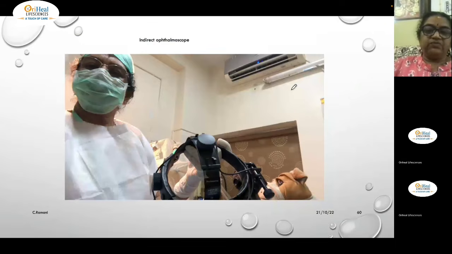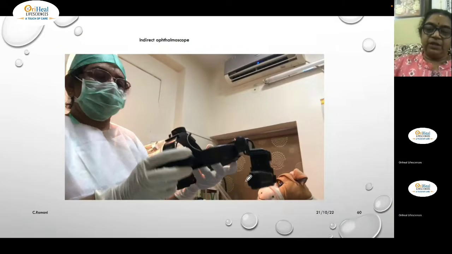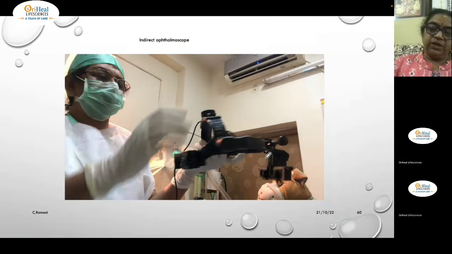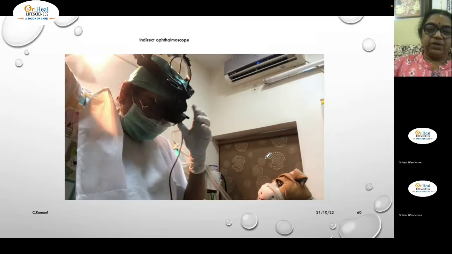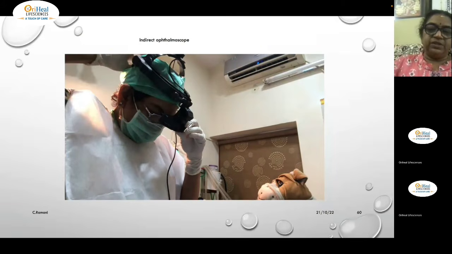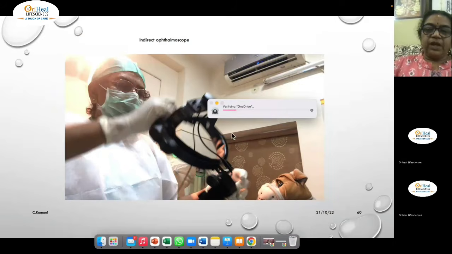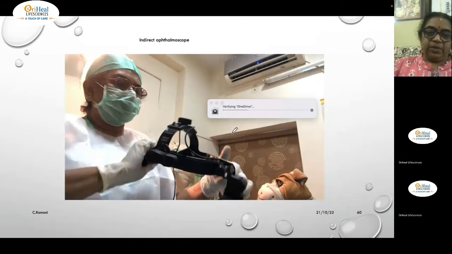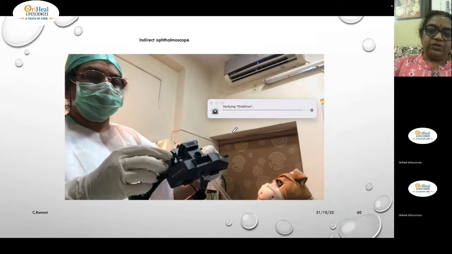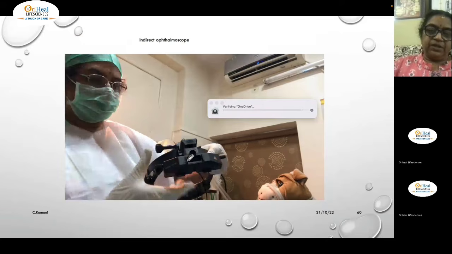Then you have the indirect ophthalmoscope. The advantage of an indirect ophthalmoscope is it is binocular. Direct ophthalmoscope is uniocular, whereas indirect ophthalmoscope is binocular. And another advantage is you can examine the animal from a distance. So according to your head size, you can actually adjust the size, and also you can alter the size of the IPD, that is interpupillary distance.